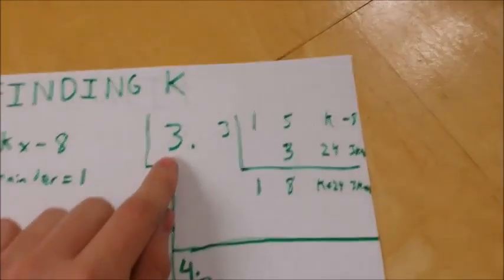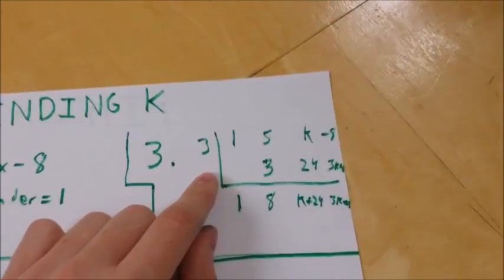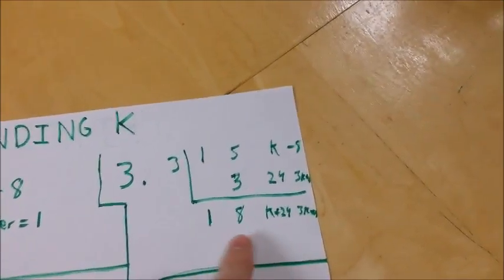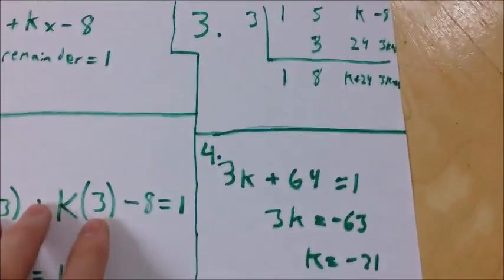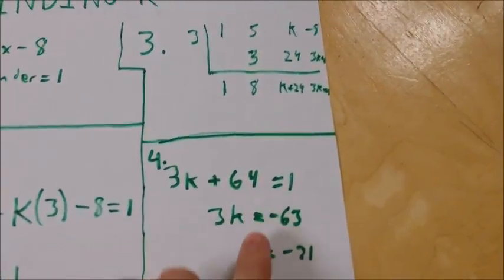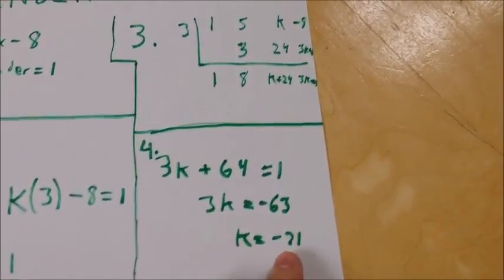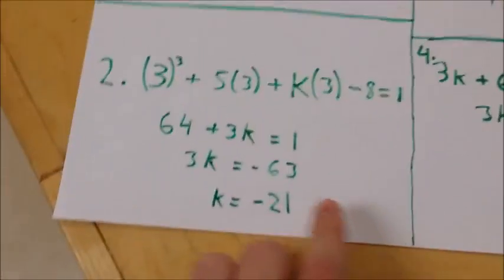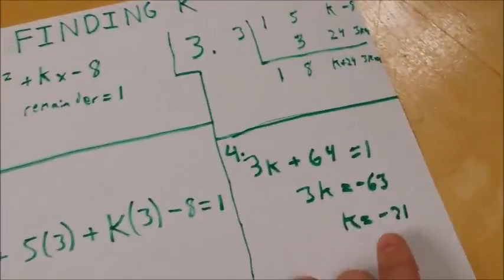And now step 3, you're going to use synthetic division, which we just reviewed, to get this. And you can bring this down and write this equation. And then you can simplify this again and get k equals negative 21. And so that's a good, easy way to check your work here. And so that's how you find k.